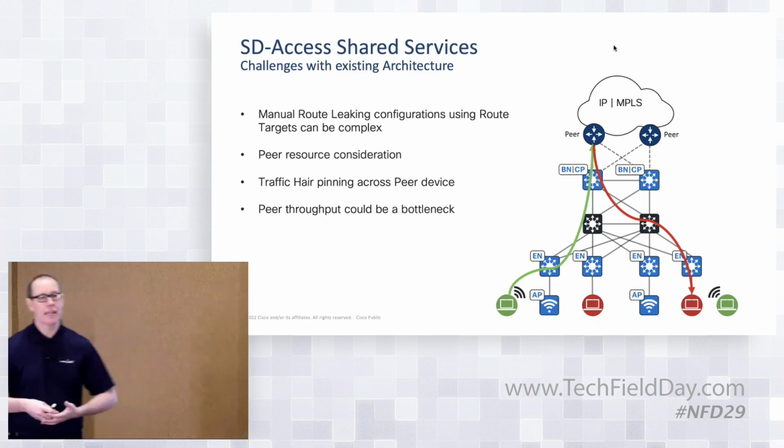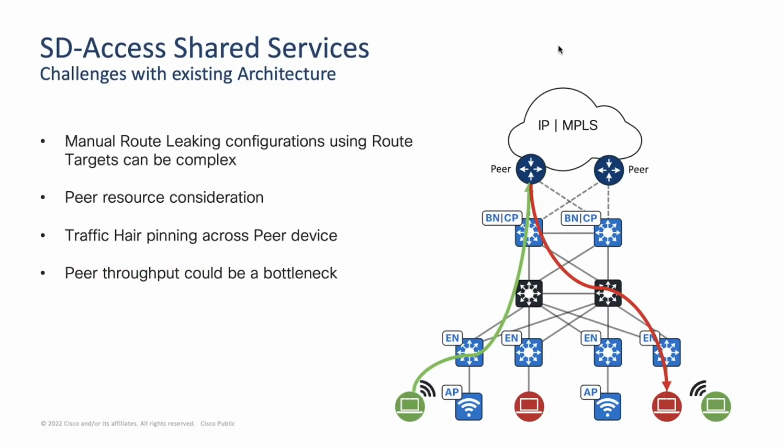If you look traditionally at an SD access architecture, you have your border nodes and your control plane nodes, which you can see as the BNCP here. This is the gateway to the outside world. The control plane node is what runs Lisp. Lisp is kind of the forwarding brains of the SD access site. You've got your edge nodes.